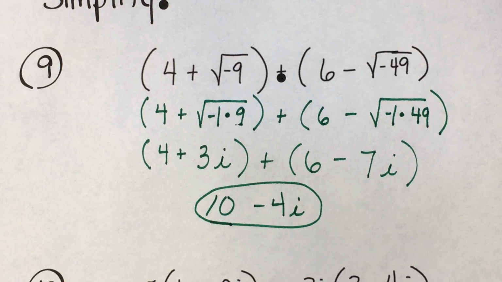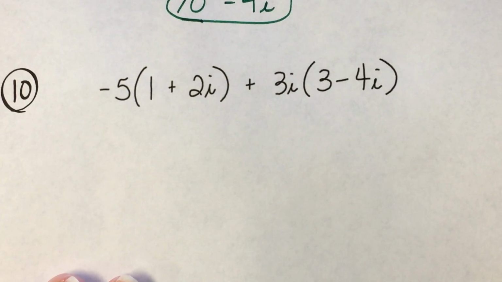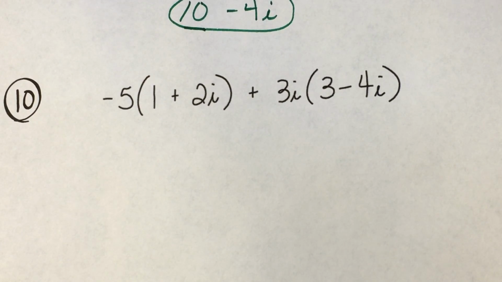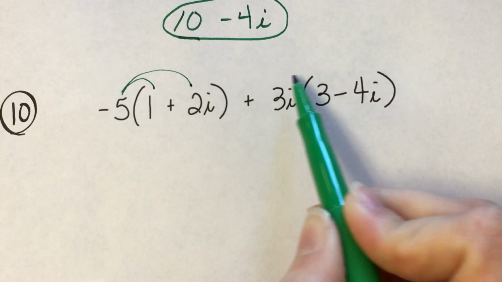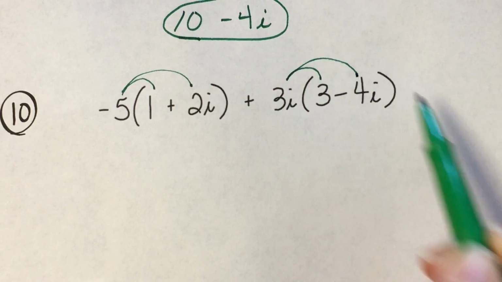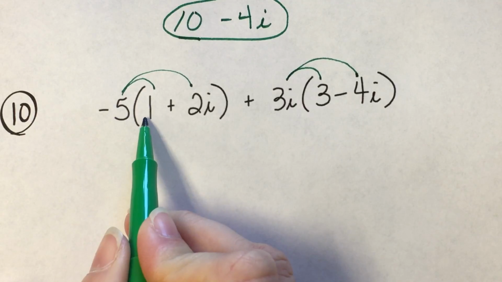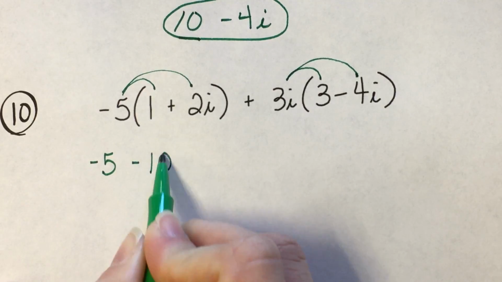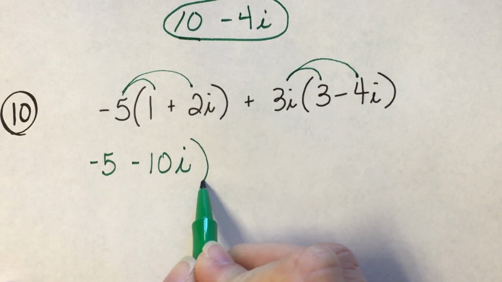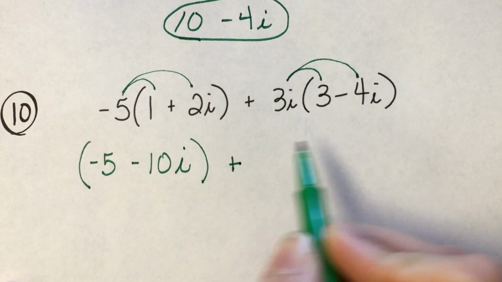Okay, another example here. All right, so I don't have the square root of the negatives to deal with here, but see, I've got a combination of some multiplication and some addition. And it's just kind of like order of operations. You've got to take care of the multiplying before you can do the adding. So right here, I've got to apply the distributive property, and right here, I've got to apply the distributive property. So -5 times 1, -5 times 2i. Okay, so there's that one. Bring down your plus sign.